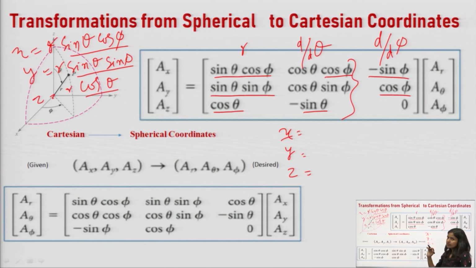Now reverse can be achieved by having the inverse transformation of this, and after doing the inverse of this matrix, we will get this. This is nothing but the transpose of this original matrix. Similarly, you have to change row with column and column with row, then you will get this matrix which transforms Cartesian to spherical. This is a given and this is the desired one.